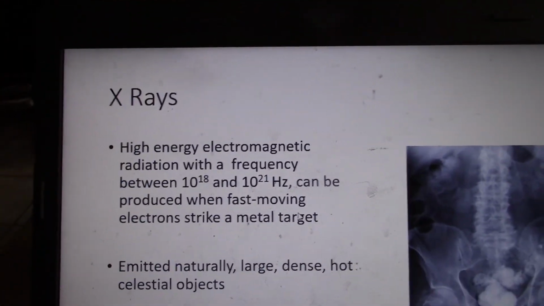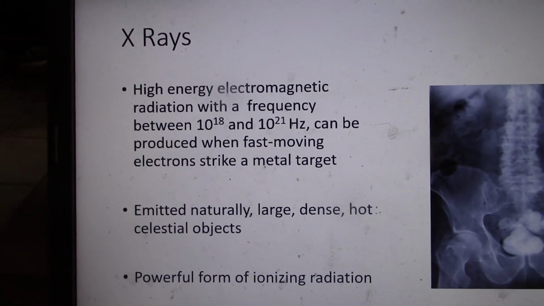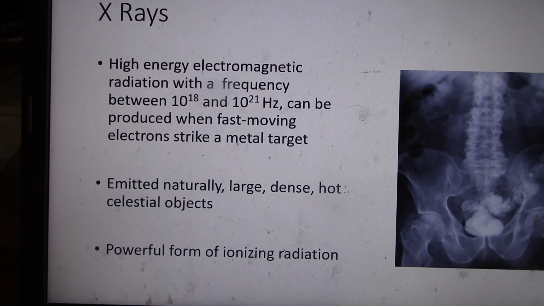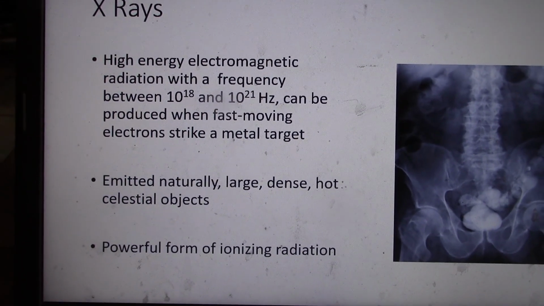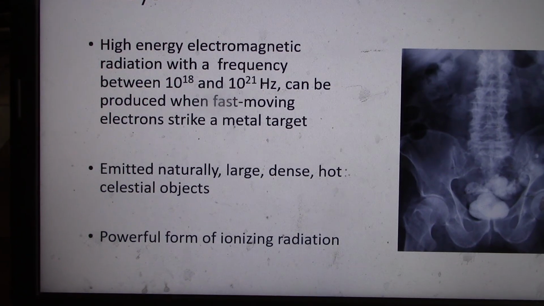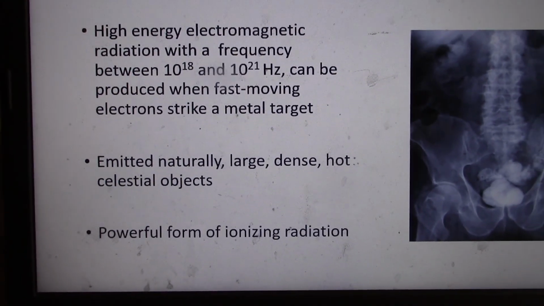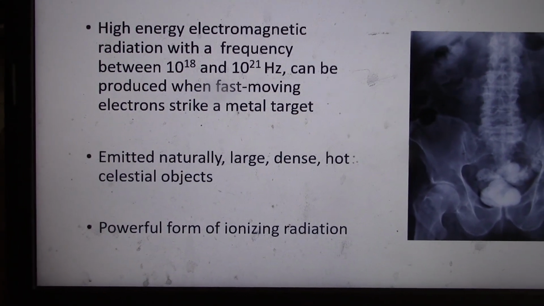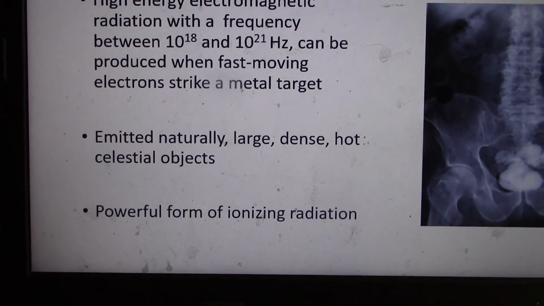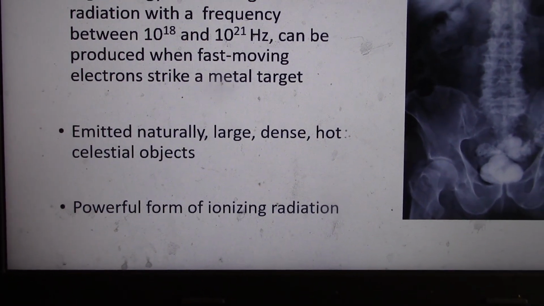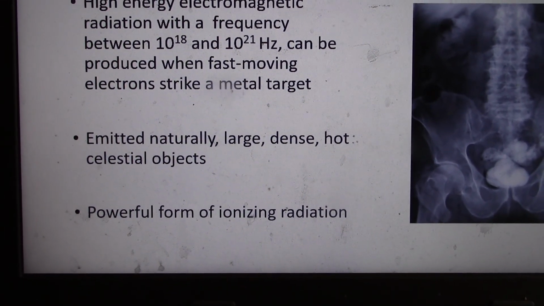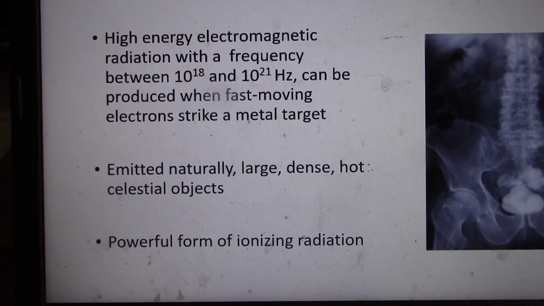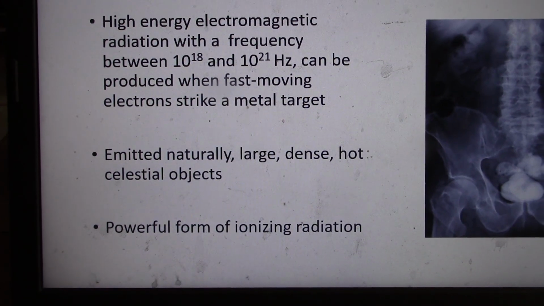X-rays, one of the most energetic rays in the electromagnetic spectrum. So 10 to the 18th to 10 to the 21st hertz. What happens is fast-moving electrons strike a metal target. That's where we get X-ray machines, but they're also produced by very, very dense celestial objects that have large gravitational energy, which can create very dense hot cores, right? So stars create X-rays. Very powerful form of ionizing radiation.